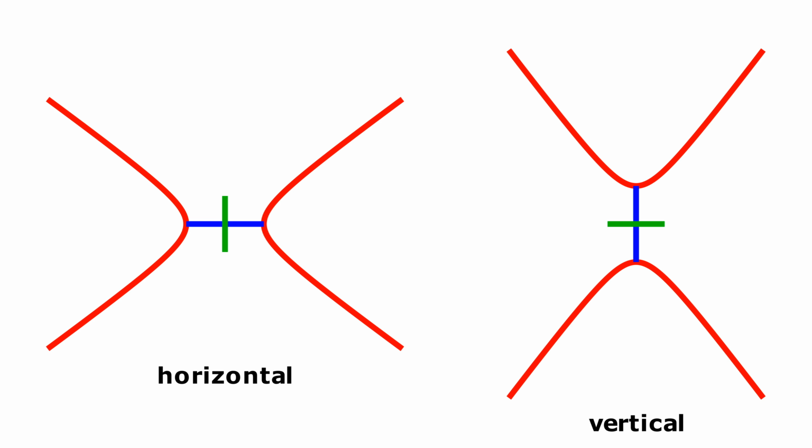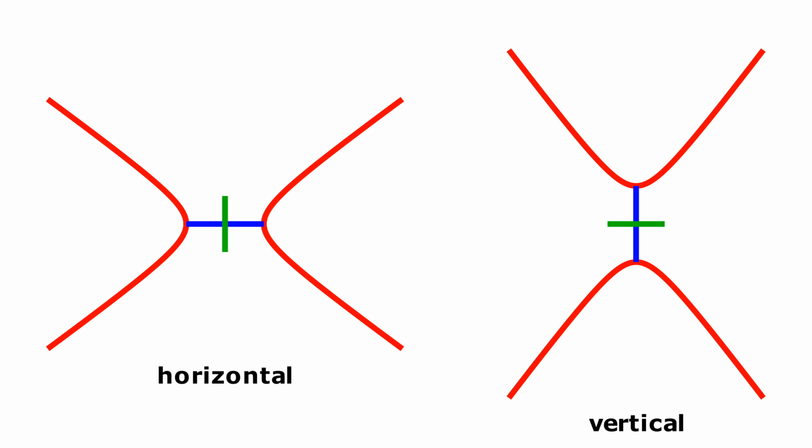In this diagram, there are two hyperbolas. The one on the left-hand side of the screen opens horizontally, while the other one opens vertically. When a hyperbola opens horizontally, its transverse axis lies along the x-axis of the Cartesian coordinate system. In contrast, when it opens vertically, its transverse axis lies along the y-axis.